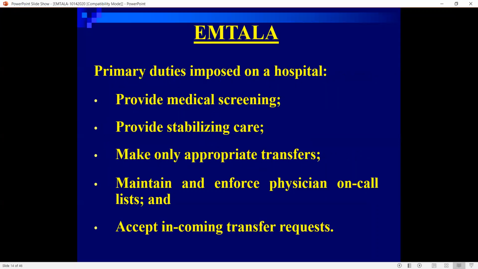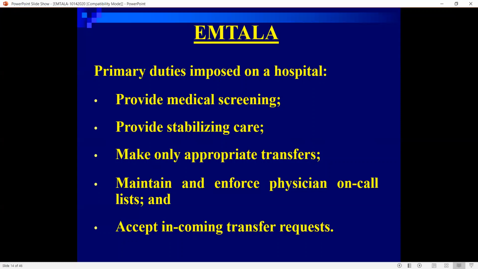So the basic requirements or duties imposed on a facility are to provide a medical screening, stabilizing care, make only appropriate transfers, maintain and enforce a physician on-call list, and accept incoming transfer requests. If you are a facility that falls under EMTALA protections or requirements, and you get a phone call from a different facility with a potential transfer needing care at your facility, then the facility and the physician are required to accept that patient under EMTALA.